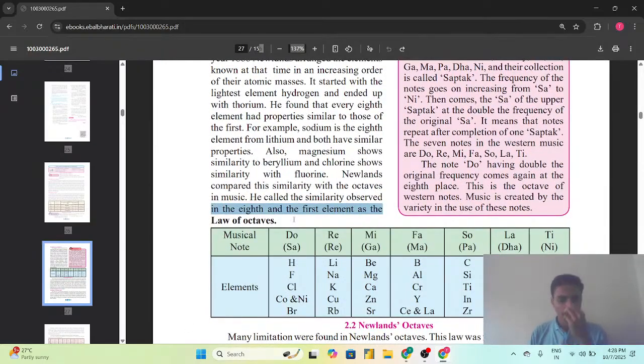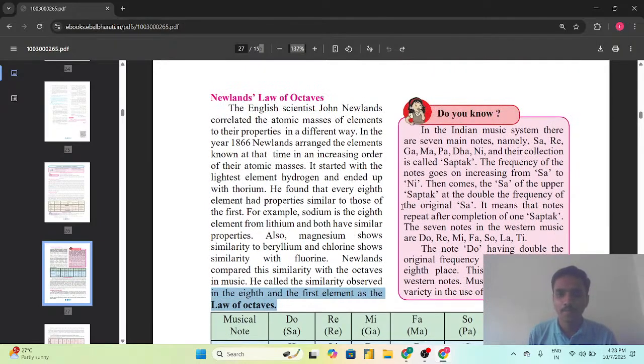So here, one thing to note is that Newlands observed that every eighth element shows properties similar to the first element. So he tried to make the classification according to that eighth element, the octet rule.